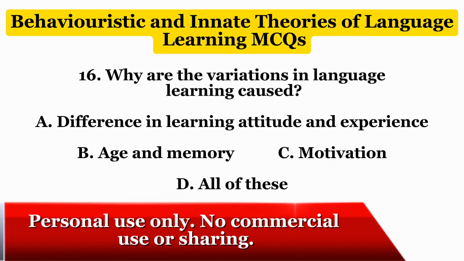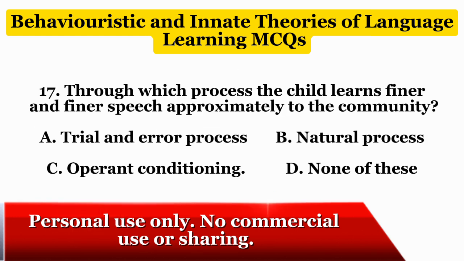Why are the variations in language learning caused? Difference in learning attitude and experience, age and memory, motivation, all of these. Right option is D. All of these are the variations in language learning caused. Through which process the child learns finer and finer speech approximately to the community? Trial and error process, natural process, operant conditioning, none of these. Right option is A. Through trial and error process, the child learns finer and finer speech approximately to the community.